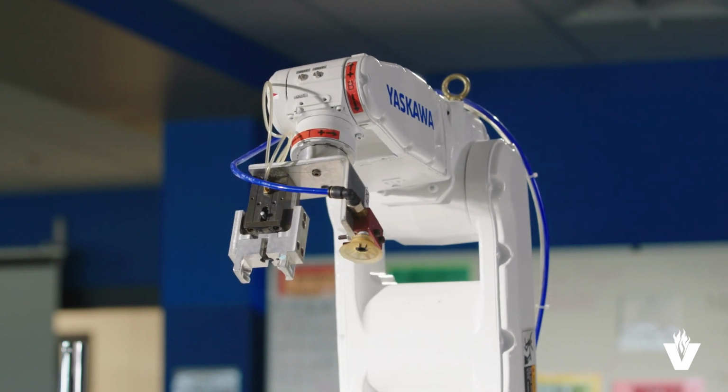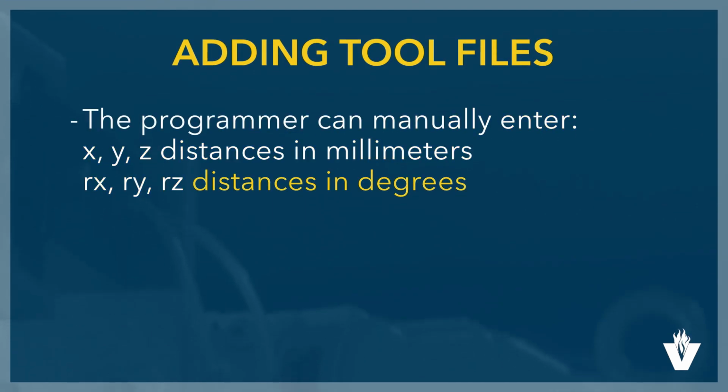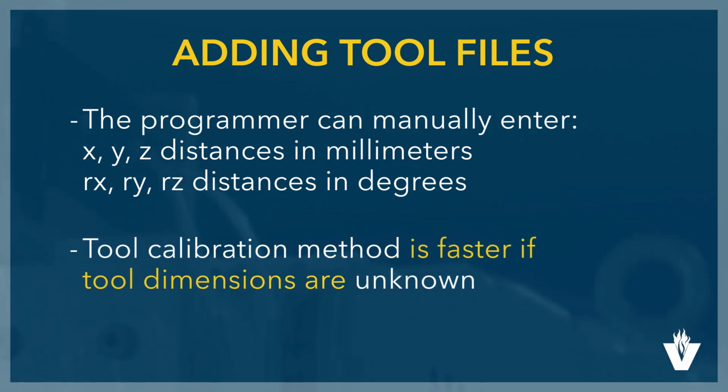The tool frame file can be set up in two ways, manually or with the tool calibration utility. Here are two things to keep in mind. If the tool dimensions are known or have been accurately measured, the programmer can manually enter the X, Y, Z, RX, RY, and RZ distances. If the tool dimensions are unknown, it's easier for the programmer to calibrate the tool using the tool calibration method.